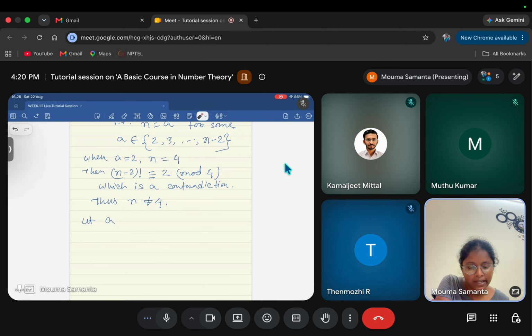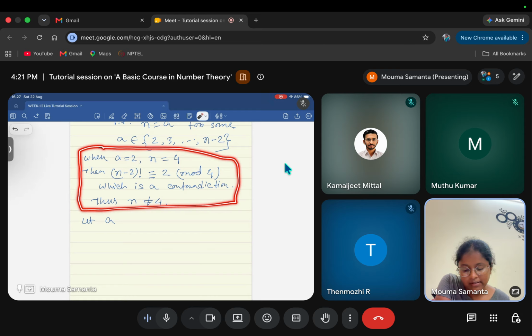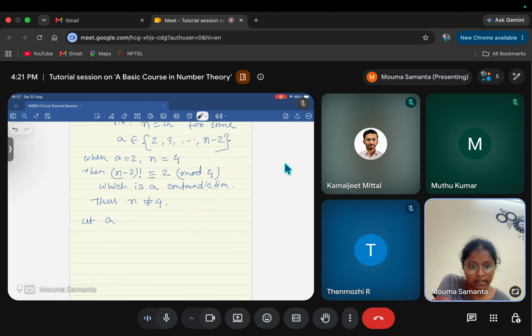what you will see, when a is greater than or equal to 3, the procedure or method we are following to show n cannot be a composite number will not work if you take n equals 4. Therefore I have explicitly shown the case n equals 4 here, and for a greater than or equal to 3, I mean if n equals 9 or 16, in these cases we will consider some method. Now let's see what that method is.